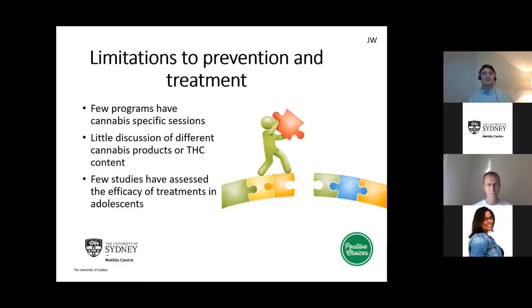Now, overall, there are a few limitations to consider when looking at prevention and treatment programs. So few programs have cannabis-specific sessions, and this is pretty concerning because there are risk factors and harms that are unique to cannabis. So there needs to be an increase in cannabis-specific sessions. Also, there's little discussion about different cannabis products or THC content. And this is quite concerning because we've just heard about how THC is associated with those harms. Also, few studies have assessed the efficacy of treatment in adolescents, often looking at adults.